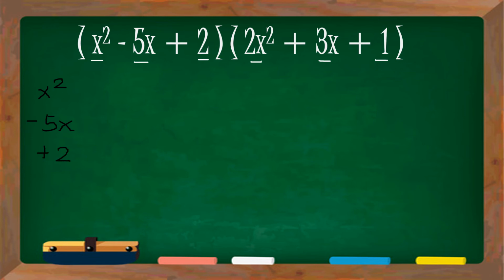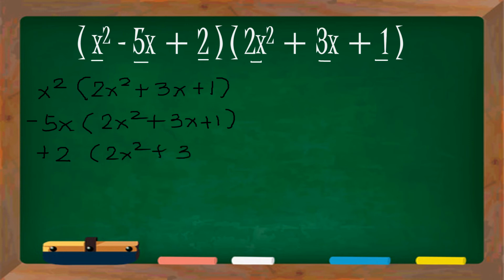Okay? Multiply natin dun sa second trinomial. So, multiply by 2x to the second power plus 3x plus 1. Ganon din si negative 5x. So, times natin 2x squared plus 3x plus 1. Then, we have 2x squared plus 3x plus 1. Okay? Isa-isa nating i-multiply. Start tayo kay x squared times 2x squared. Okay? So, that is 2. Then, x to the fourth power.